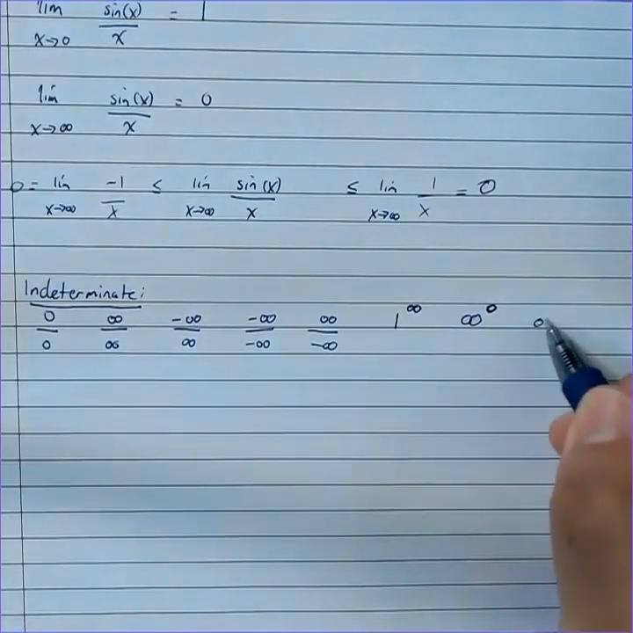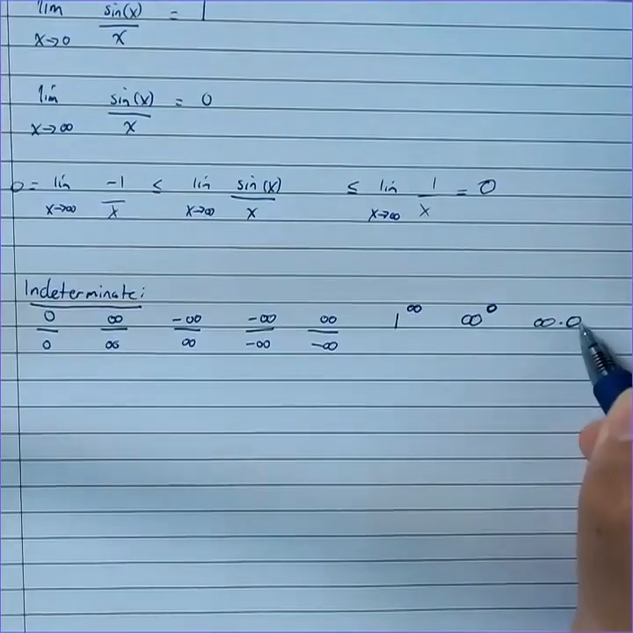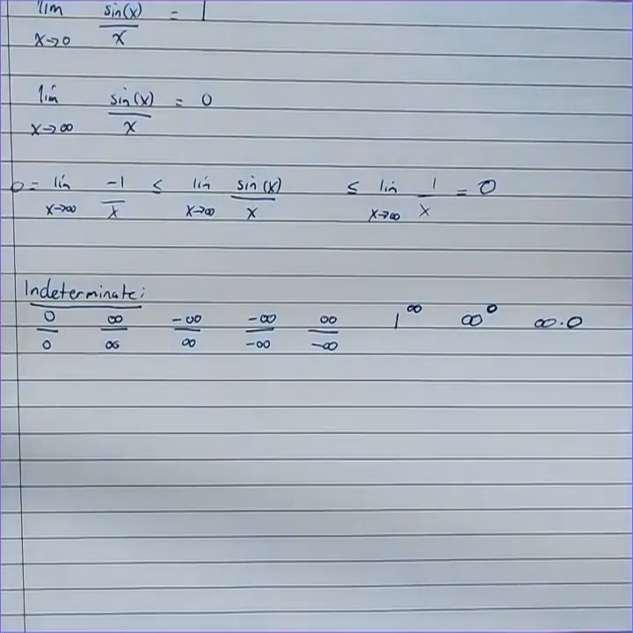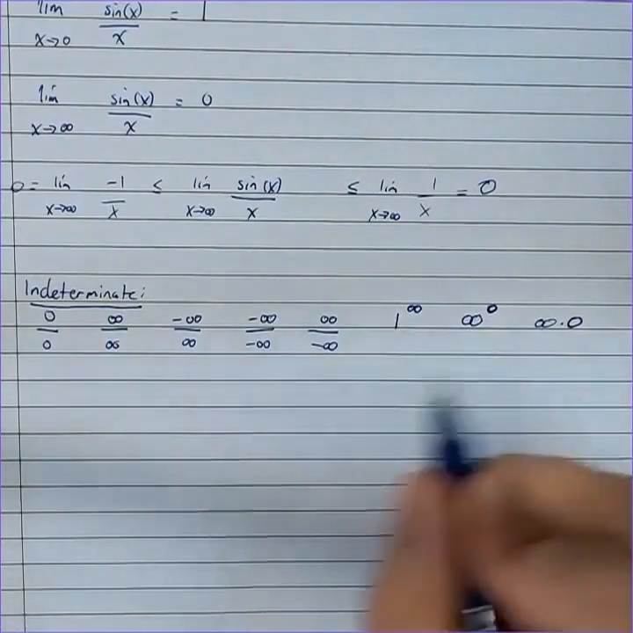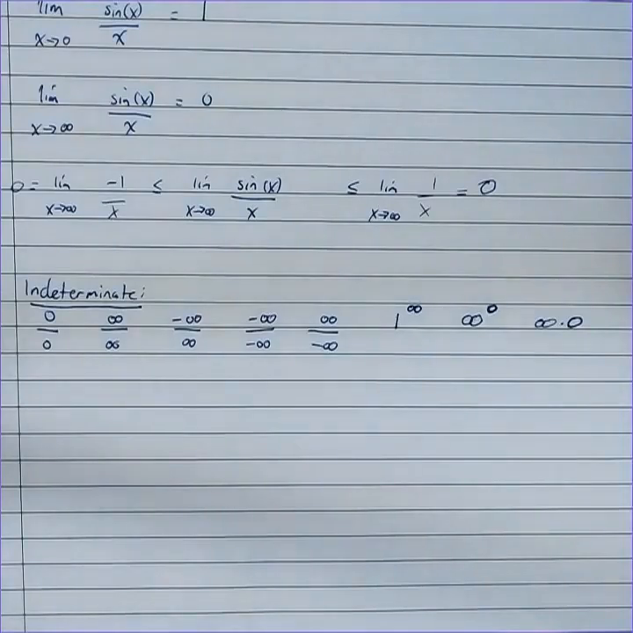All right, what about infinity times 0? Anything times 0 must be 0. Oh yeah, but infinity times anything must be infinite. So which one wins? Which one's stronger? Yeah? So these are examples of what we mean by indeterminate forms.